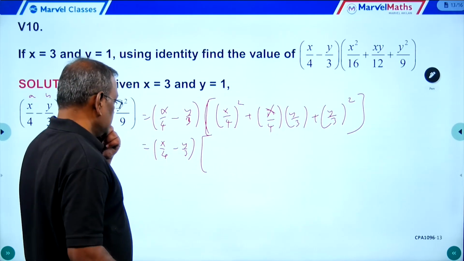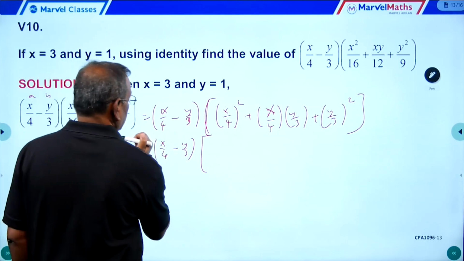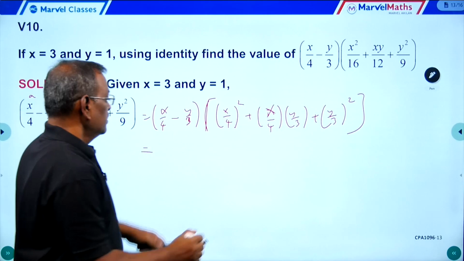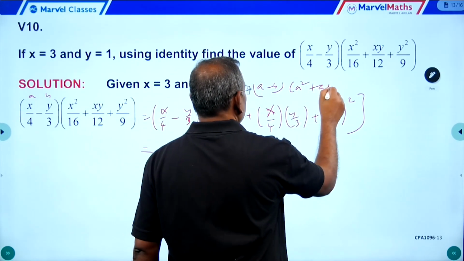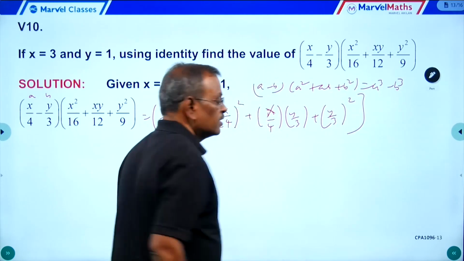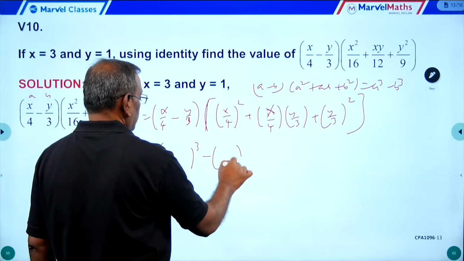Simplify. So what is the simplest form of this? Now you have to write it in the form of what? Formula. This is a minus b, so what is the formula? (a - b)(a² + ab + b²) is equal to a³ - b³. So this is in the form of a³ - b³.